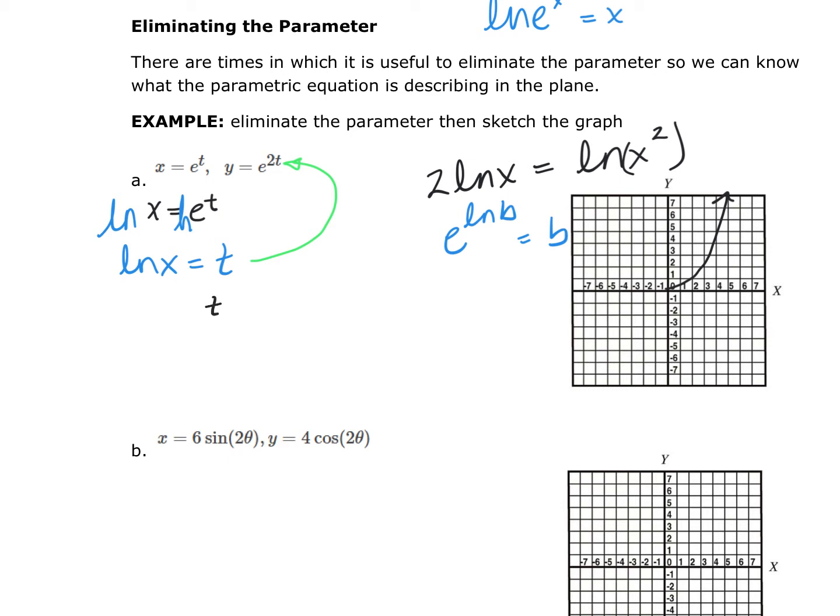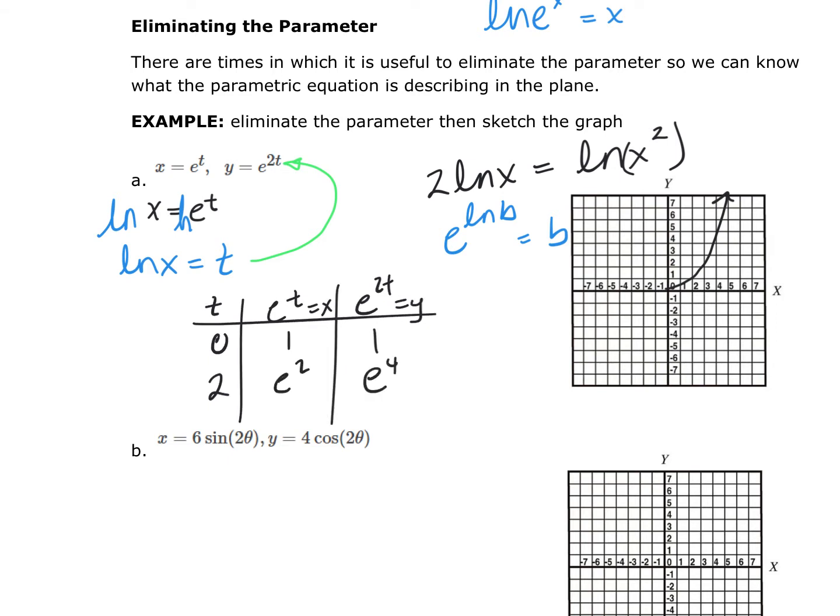So let's go with t, e of t, e of 2t, because this is my y value, this is my x value. Let's choose 0. So when I put in 0, I get 1. When I put in 0 here, I get 1. Let's put in 2. When I put in 2, I'm going to get e squared. When I put in 2 here, I'm going to get e to the 4th. So this tells me, indeed, I am actually moving in this direction. So do pay attention to the fact that even though you eliminate the parameter, that does not mean you're going to get the entire parabolic shape or the entire Cartesian shape.